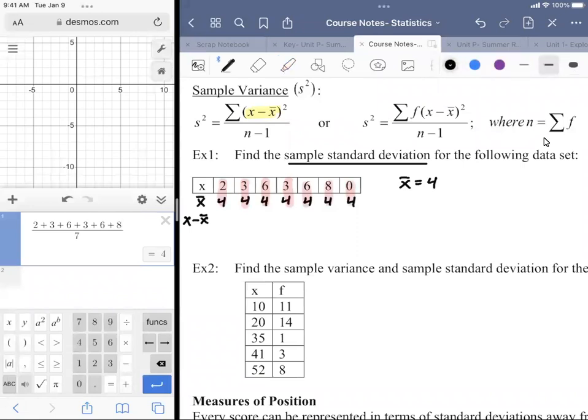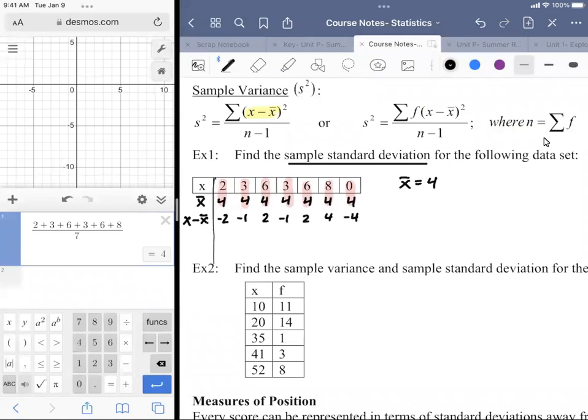X value coming first. So 2 minus 4, negative 2, 3 minus 4, negative 1, 6 minus 4, 2, 3 minus 4, negative 1, 6 minus 4 is 2, 8 minus 4 is 4, and 0 minus 4 is negative 4. All right.